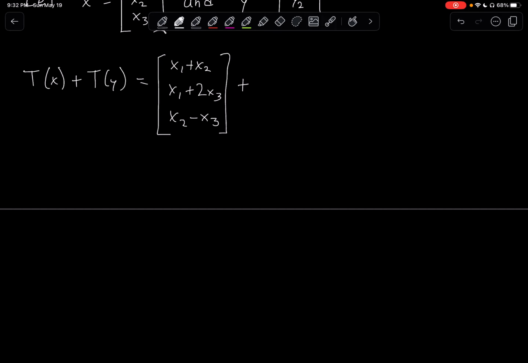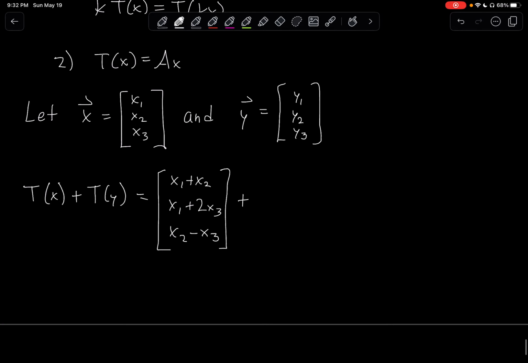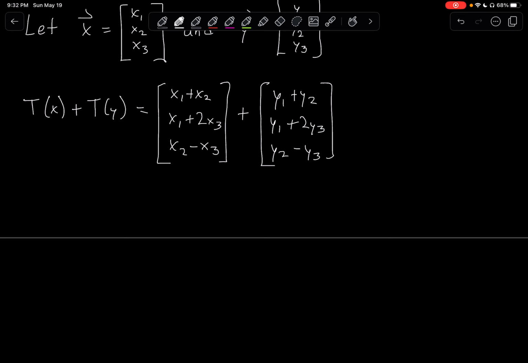So what is T of y? It's basically the same stuff here, just change out the x's with y's. Because we were using these three components for this guy, so we're just going to use these three components for this up and coming output. So here I got y1 plus y2, I have y1 plus 2y3, then I have y2 minus y3. And if I were to add these two vectors, because they have three components each, I'm allowed to add these.